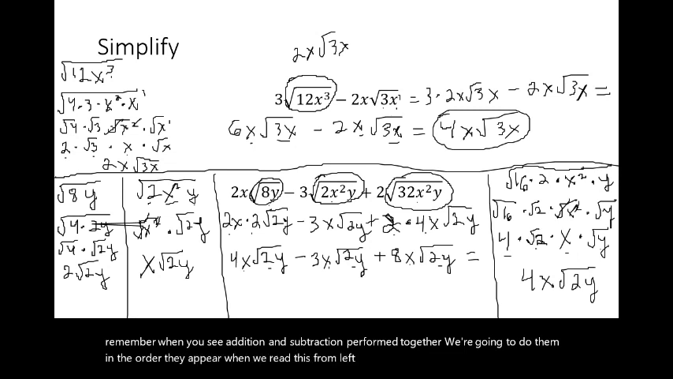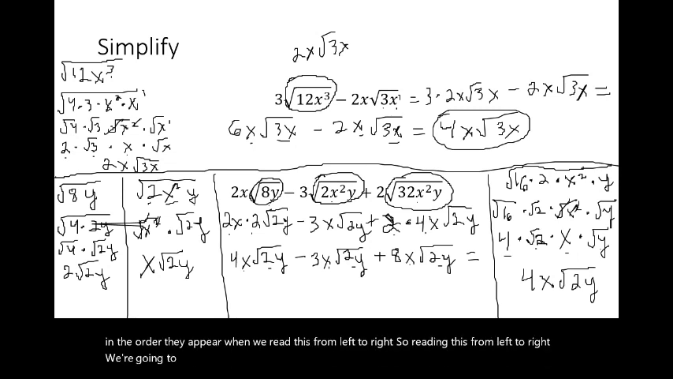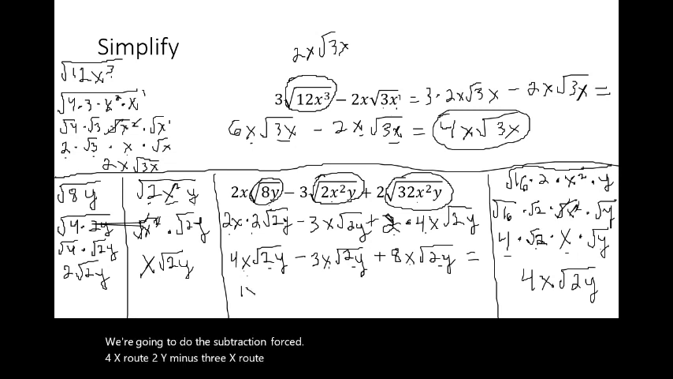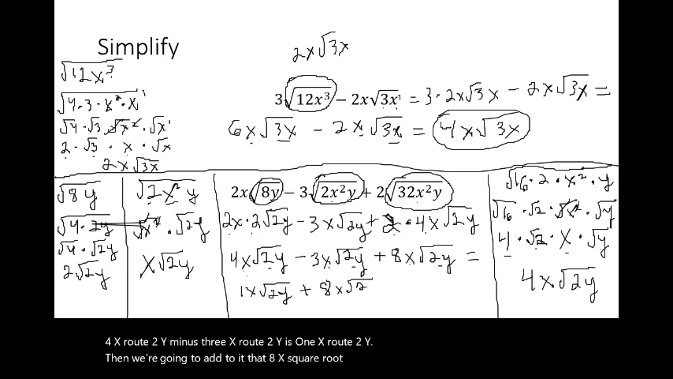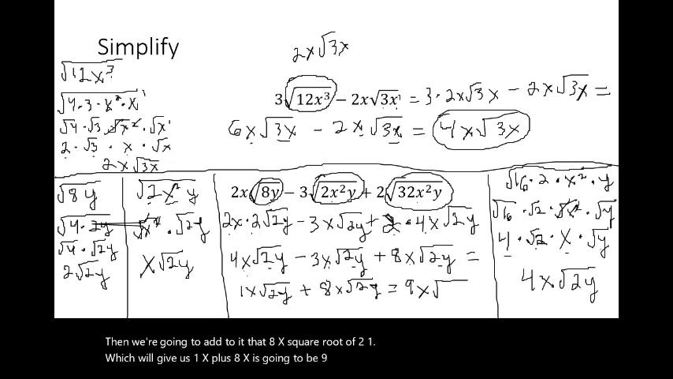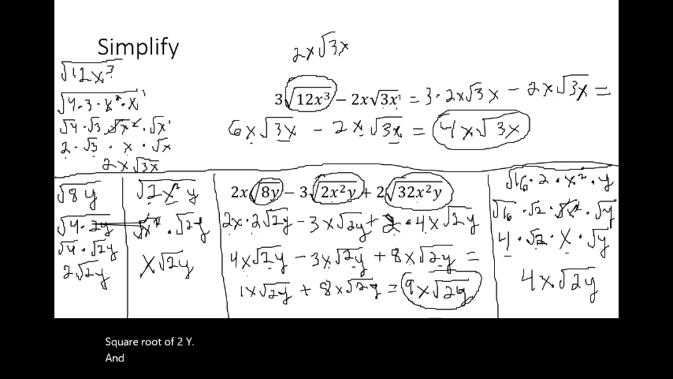So reading this from left to right, we're going to do the subtraction first. 4x root 2y minus 3x root 2y is 1x root 2y. Then we're going to add to it that 8x square root of 2y, which will give us x plus 8x, which is 9x square root of 2y. And then that is going to be our final answer.